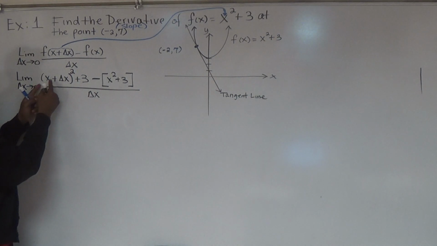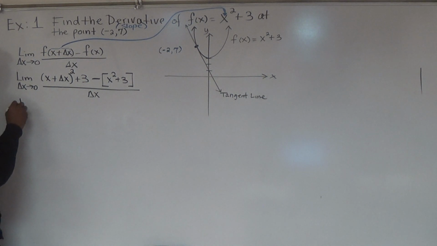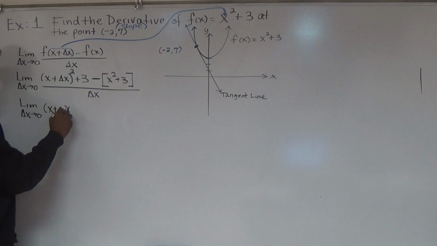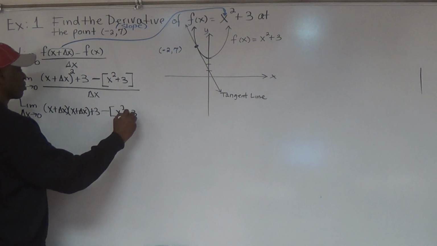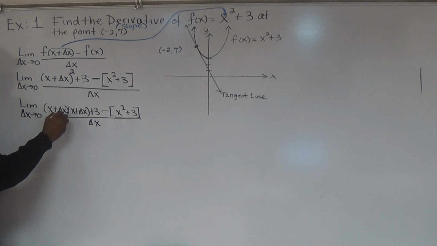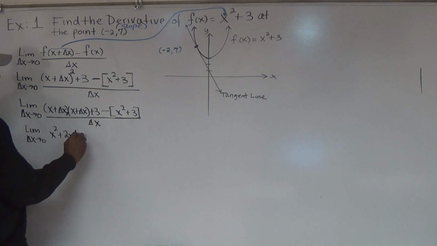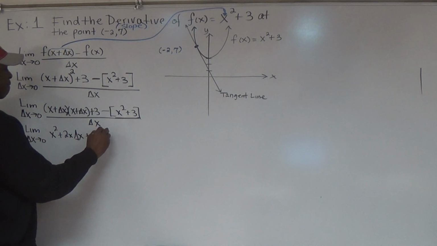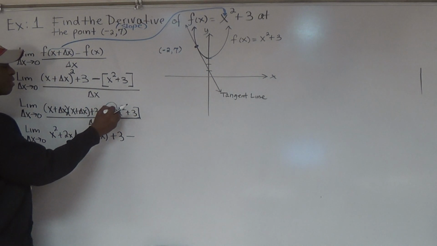So now x plus delta x quantity squared, you have to FOIL that out. Let's work that through. So we have the limit as delta x approaches 0 of x plus delta x times x plus delta x plus 3 minus x squared plus 3, all divided by delta x. So FOIL that out. That's going to give me x squared plus 2x delta x plus delta x quantity squared plus 3 minus, well, let's take our negative sign and distribute it.